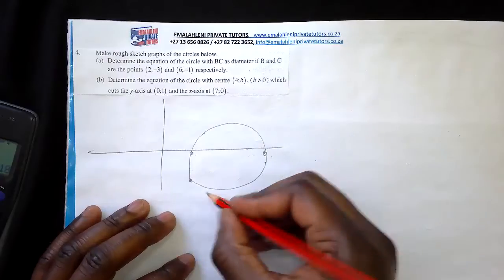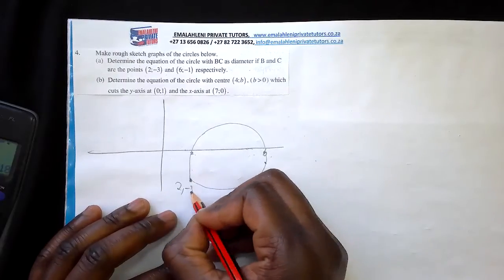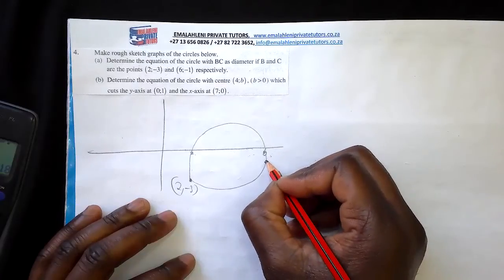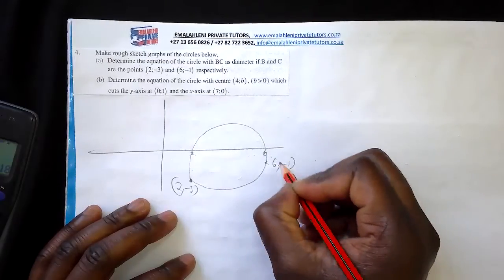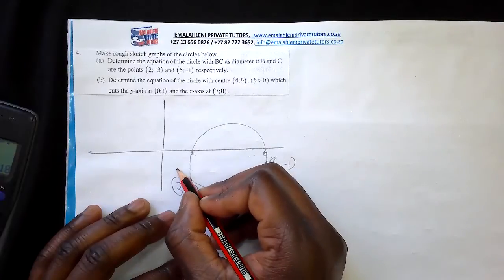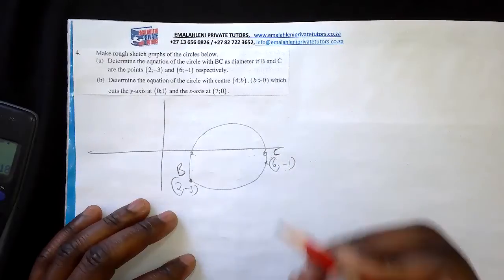I didn't draw the nice circle here, but anyway, this is 2 and negative 3. This is another point, 6 and negative 1. Okay, so you can call this B. Then this one is what? It's C. Okay, this is our point C.